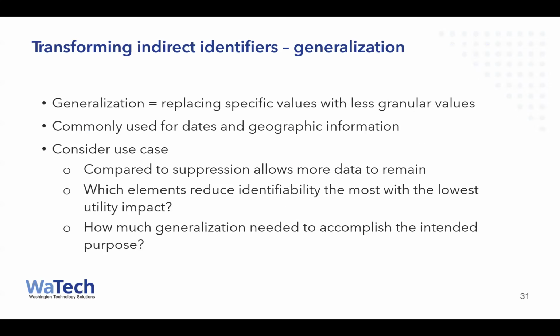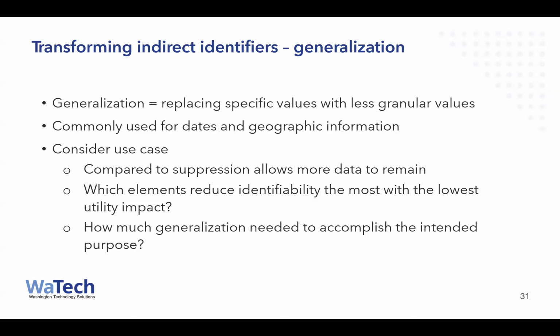The next technique is generalization. So this is where we're not removing values, but we're instead replacing them with less granular details. So instead of including a particular day, for example, you include a week or a month or a year. So we most often see generalization in things that naturally occur along a range, like dates or in geographic information, where you can go, as I mentioned earlier, from a street address to a city to a zip code to a county to a state.